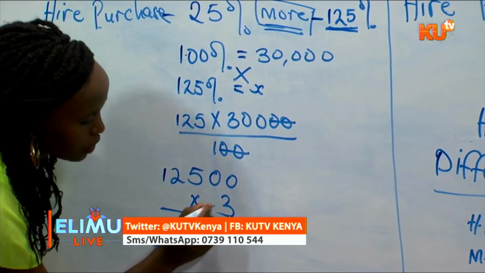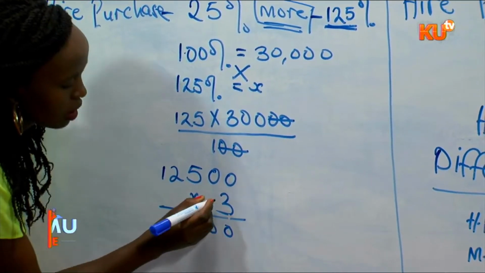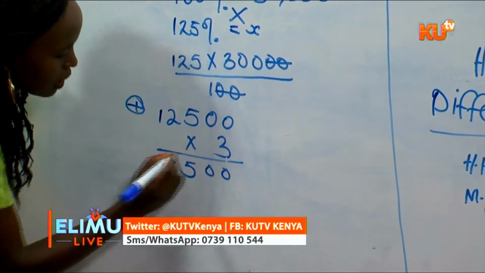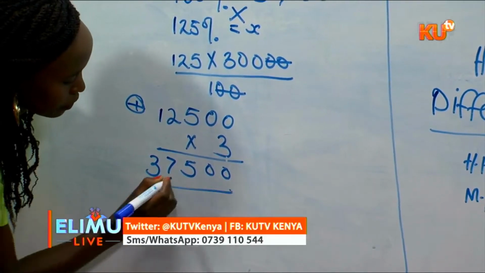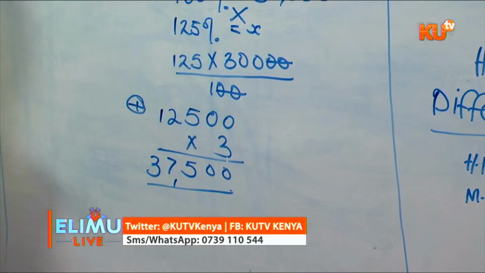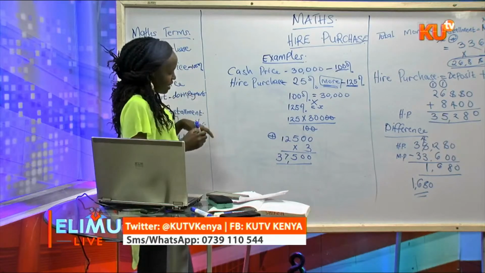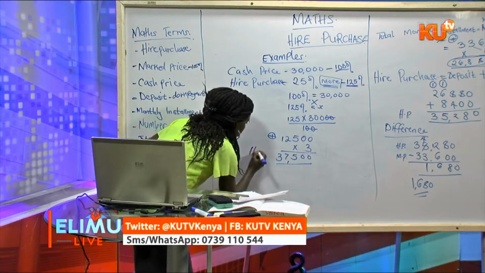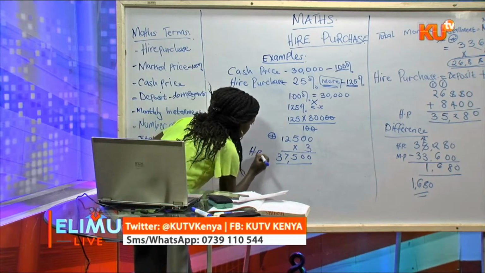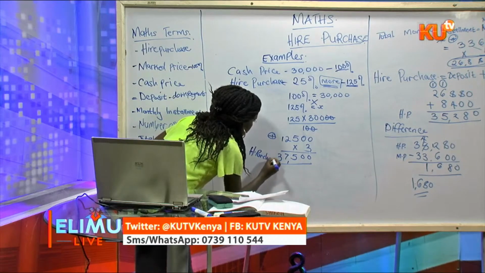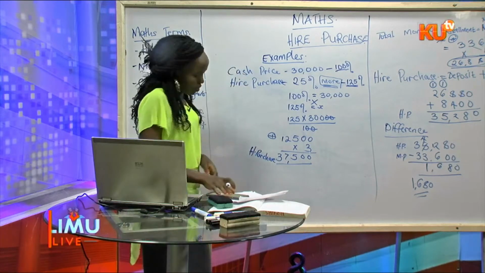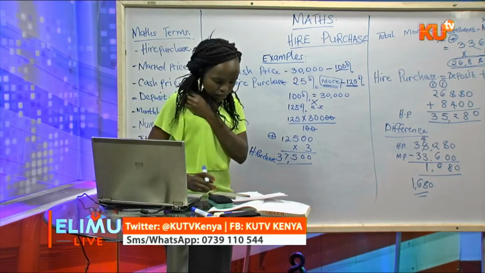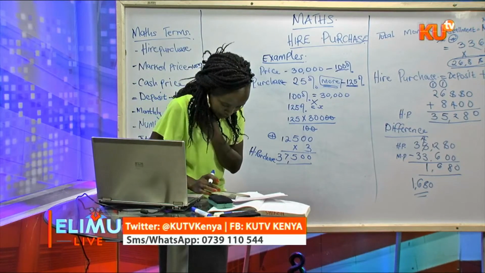Carry 1. This is 6, 7, and then 3. We get 37,500. Now that 37,500, this is the amount for the hire purchase. The hire purchase price was now 37,500. We continue with our question.